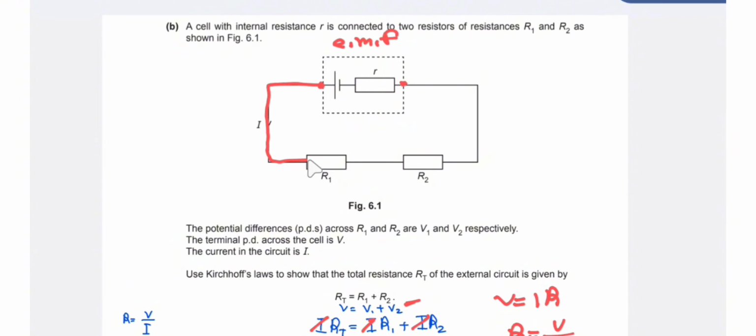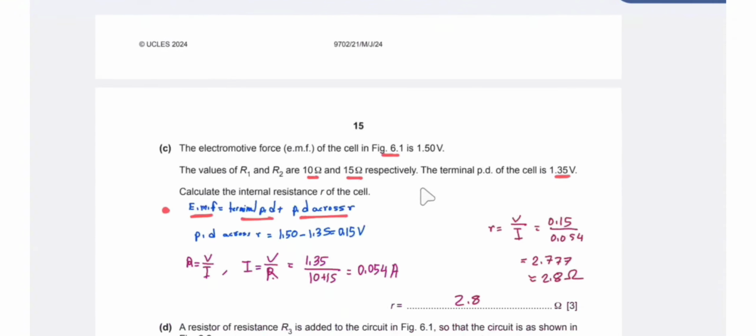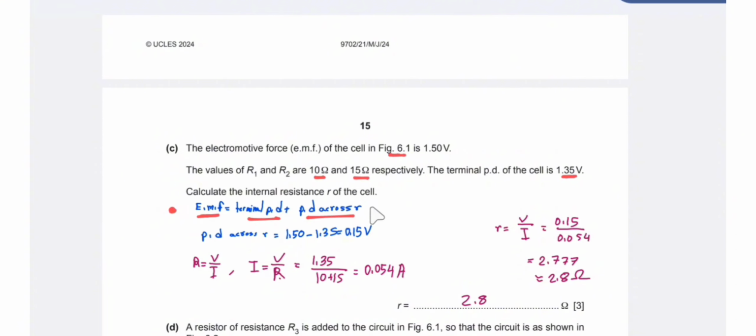So terminal potential difference is the total potential difference across the terminals of the cell. Terminal PD plus the potential difference across the internal resistance gives the EMF. So EMF is equal to terminal potential difference plus the potential difference across the internal resistance.